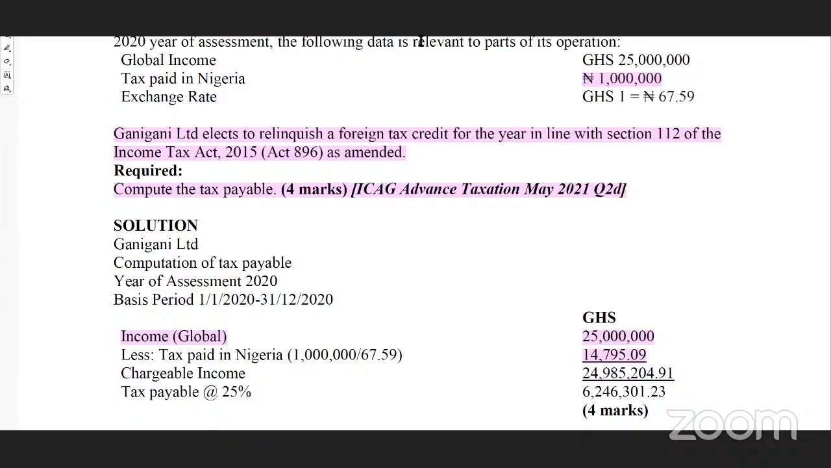All right. Is it practical that one will rather relinquish foreign tax credit for a deduction, since we know per the calculations we have done so far, the deduction method is the less friendly method in terms of the tax that the taxpayer would have to pay? Is it practical? Yes, it is. Why is it practical? Let me explain.